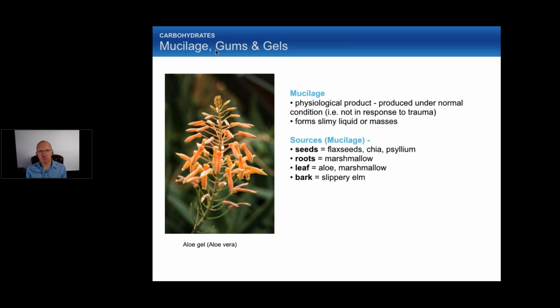Now, mucilage is a physiological product of the plant, and that basically means that it's produced under normal conditions. So those plants that we described already, marshmallow, chia, flax, aloe vera, constantly make it. It's not stimulated, it's just a normal part of the plant, and it's not in response to any kind of trauma to the plant. And basically it forms a slimy liquid or mass when you add it to water.